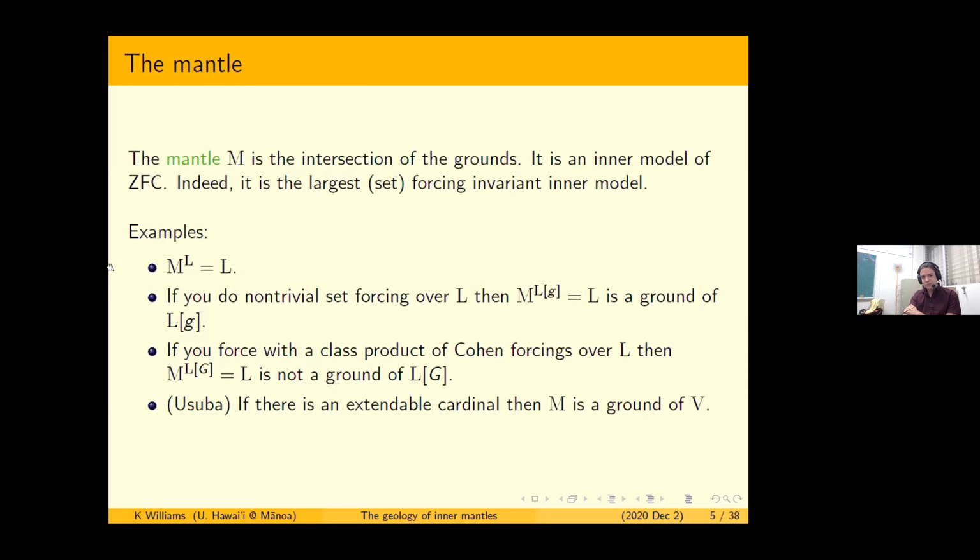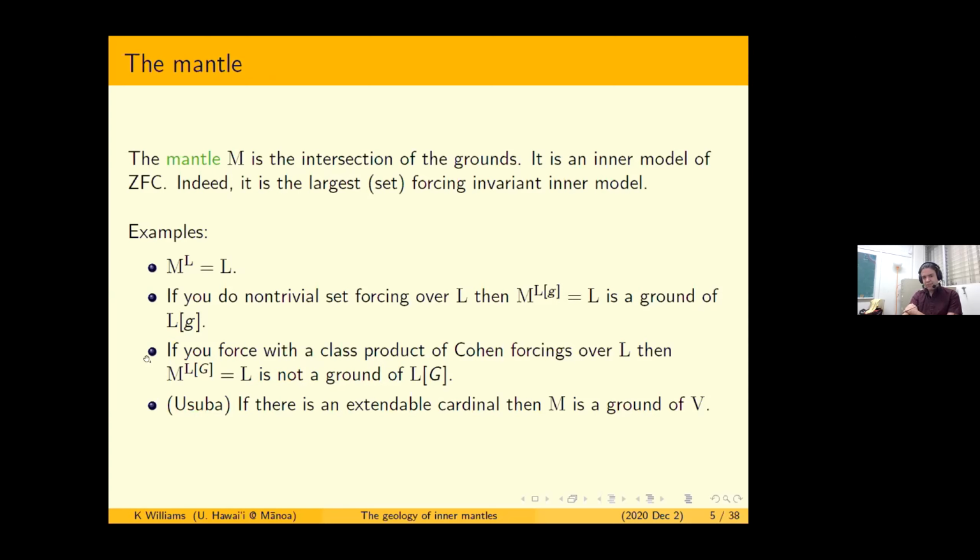So maybe let's see some simple examples of what the mantle is. The simplest example to start would be L itself. What's the mantle in L? It's L. Okay, that's pretty trivial. If you do non-trivial set forcing over L to get, say, L[G], then the mantle is going to stay L. Of course, as we said, it's not changing by set forcing.